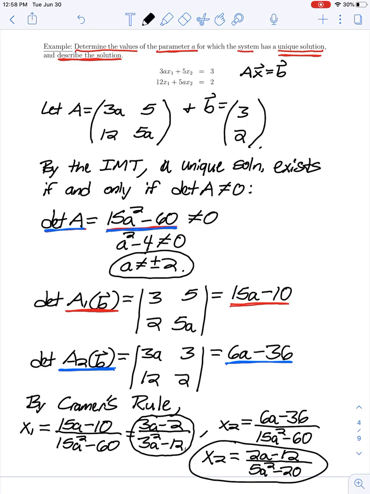So in this first part of our section 3.3 material, we've introduced Cramer's Rule, which gives us a way to solve systems of linear equations by making use of determinants, and we've looked at a few applications.